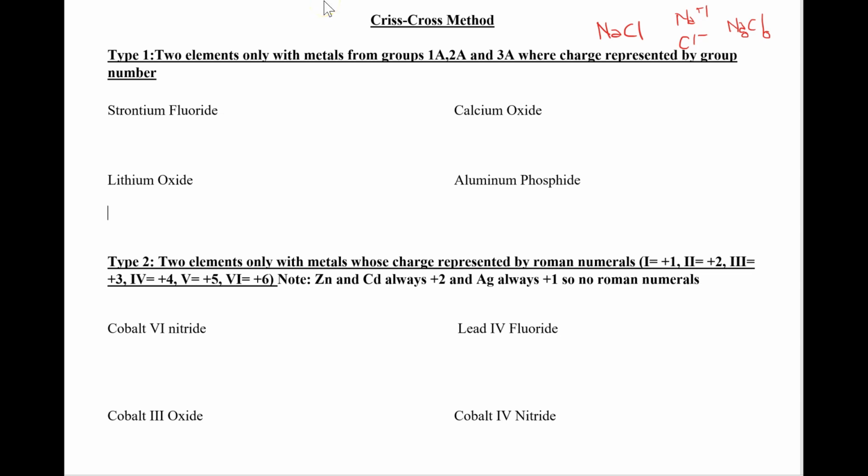But what if we have something like calcium chloride? Calcium's a positive 2, chloride's a negative 1. So if we're trying to write a formula for this, it's not going to be 1 calcium for every 1 chloride. The reason is that the overall charge for 1-to-1 will be a positive 1 charge. And we don't want that. Remember, we want a charge of 0 overall for the compound. That's the key to this whole method.